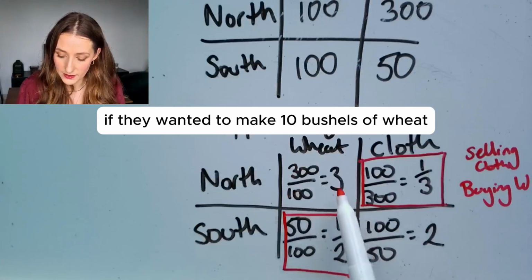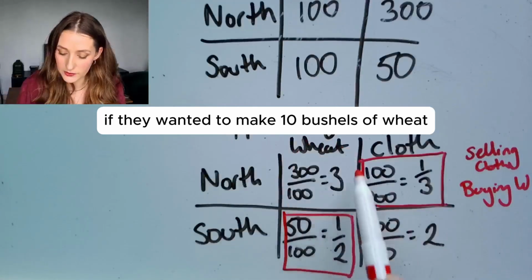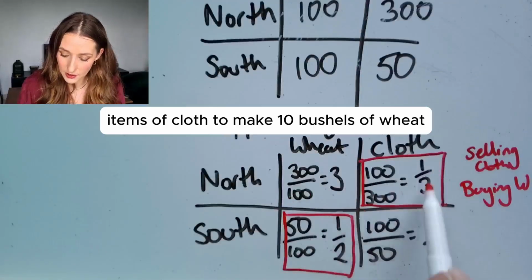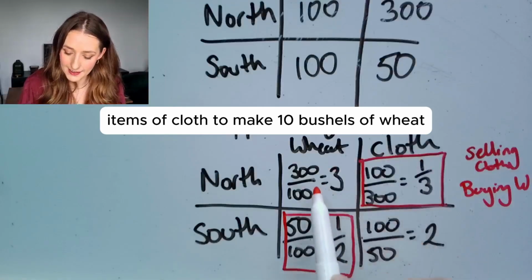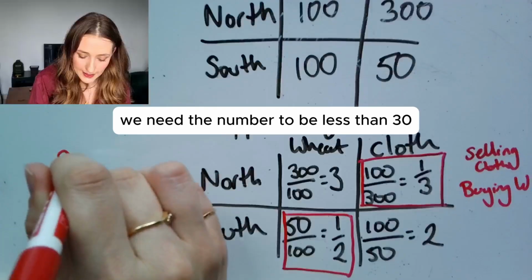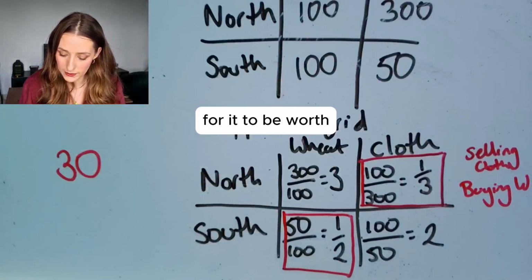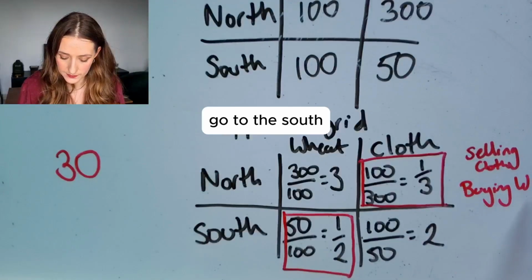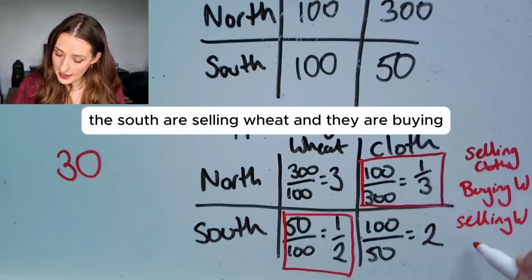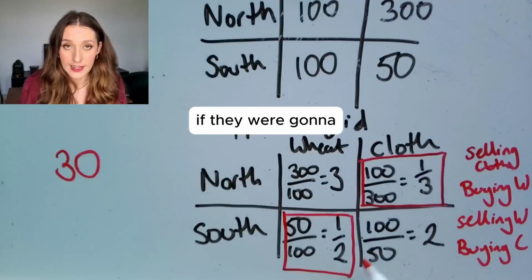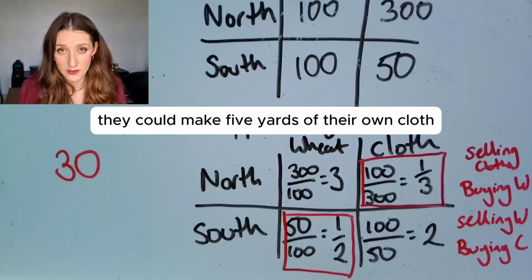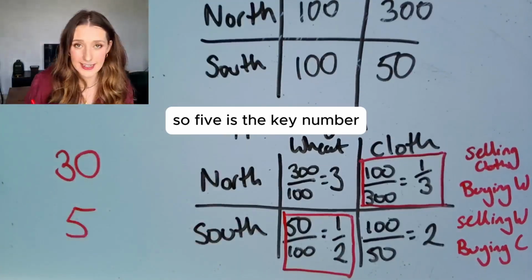Well, if they wanted to make 10 bushels of wheat, they would have to give up 30 items of cloth to make 10 bushels of wheat. So we need the number to be less than 30 for it to be worth Northland buying the wheat. Go to the south. The south are selling wheat and they are buying cloth. If they were going to reduce their production of wheat by 10 bushels, they could make 5 yards of their own cloth. So 5 is the key number.